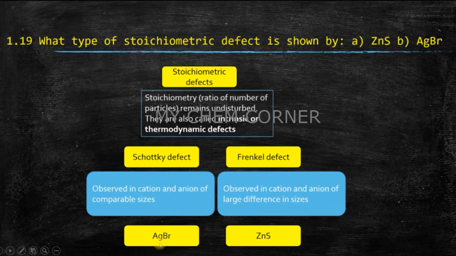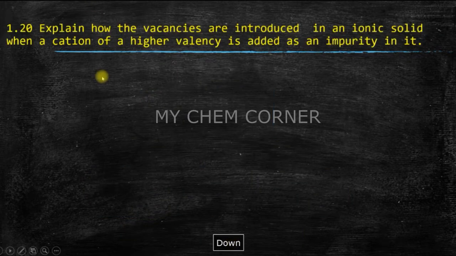Now, we have also learned one of the classic examples that AgBr can also show Frenkel defect. So both can be shown by AgBr because they have a little bit of difference in size, but they are also comparable sizes. So that answers your question number 1.19. Now, next one is question number 1.20.